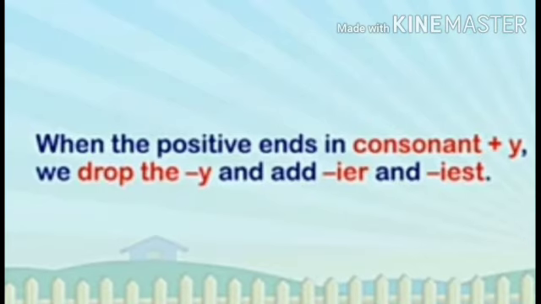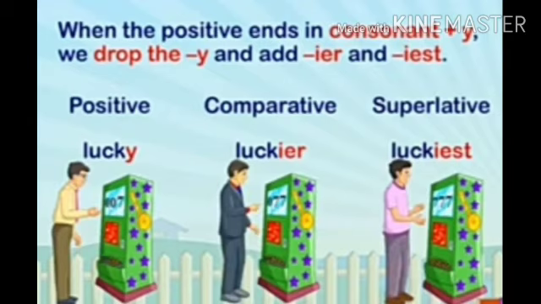The next is when a positive ends in consonant plus y, we drop the y and add ier and iest. For example, lucky. Children, you can see that it ends with y and it is a consonant before y. So, we'll add ier which will become luckier and iest which will become luckiest in the superlative degree.